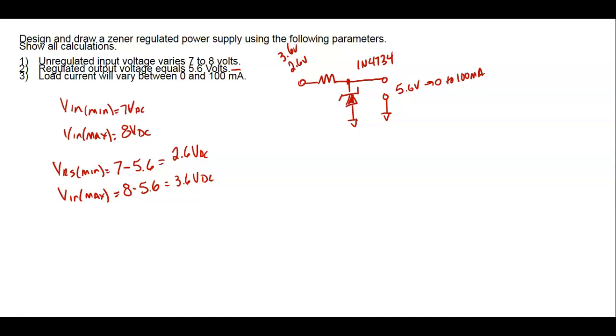Okay, so we start off by calculating RS. So RS is equal to the minimum voltage, right? Which is what? 2.6 divided by the maximum current. Yeah, 100 milliamps plus IZK, which is 1 milliamp. And we looked that up in the data sheet, right?